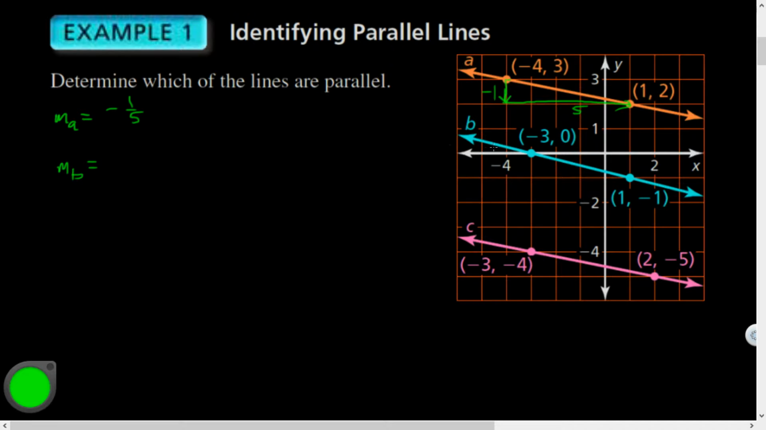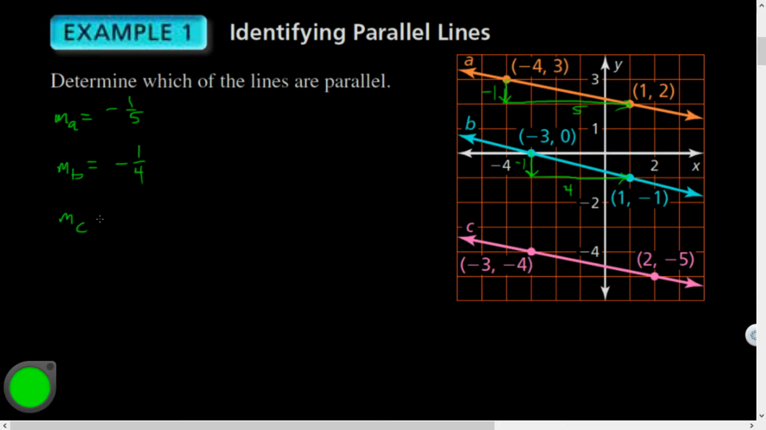Let's find the slope of line B. It's going down 1 and over 4. So what do you think about lines A and B? Are those parallel? No, they are not, because they have different slopes. In fact, if we were to continue them in this direction, they'd probably intersect over here at some point. So those are not parallel.